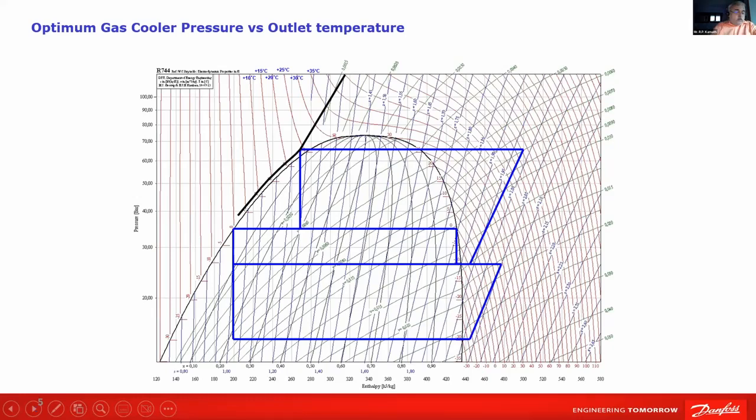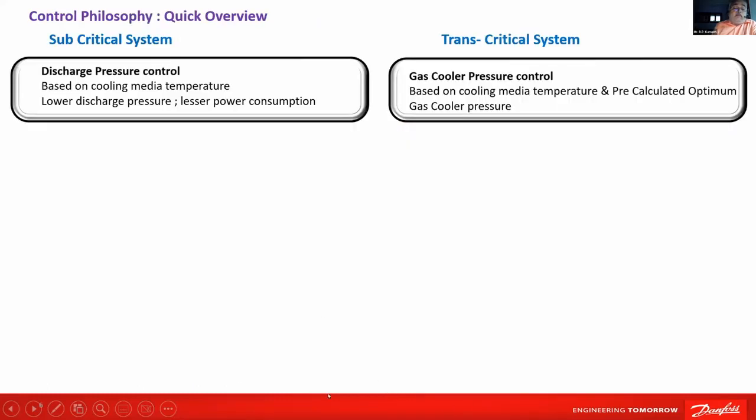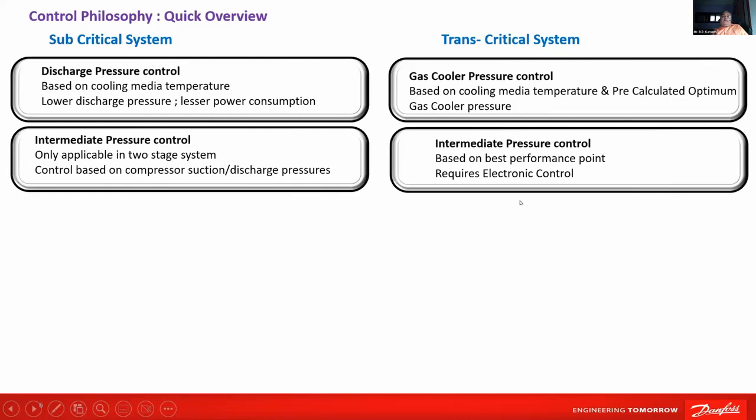I will go slightly fast. The earlier one was slide number 5. Okay, discharge pressure control. As I said, the lower the discharge pressure, the lesser the power consumption. In the gas cooler, there is an optimum condition we need to find out for each corresponding cooling temperature. Then intermediate control is not applicable in a single stage system for subcritical, whereas for transcritical, 2-stage or single stage, it is applicable. And we need to find a best performance point, and it requires electronic control.